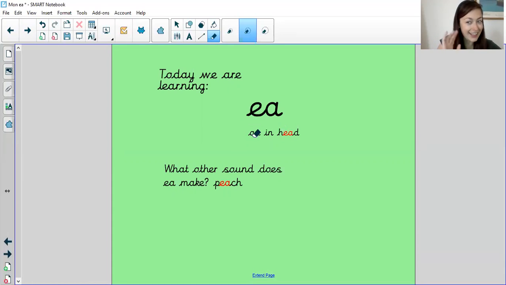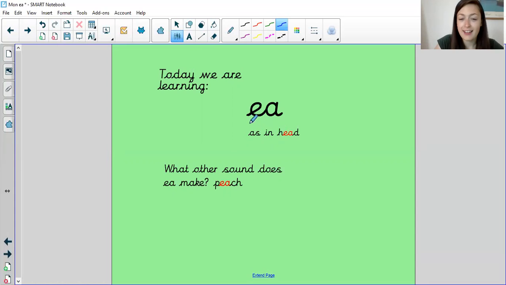So our sound today is ed. Let's see if you've said it right. As in head. So yes, our EA can be an ed sound as well. So think about what other sound does it make? Look at the clue. That's right, it can make an E sound.